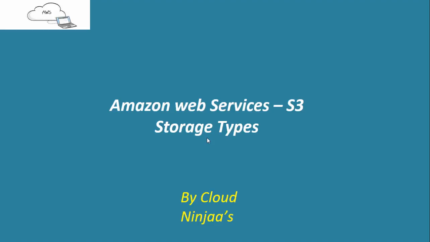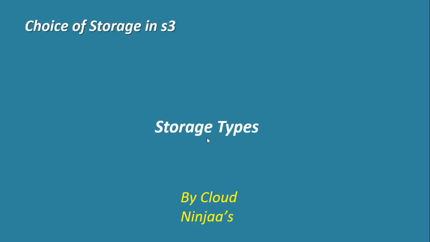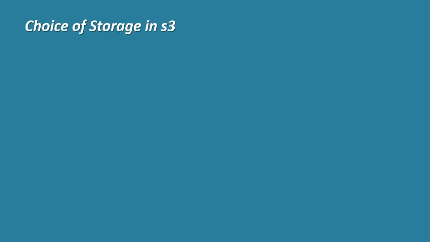So in this video we'll study Amazon S3, its different types of storage which we can use, and the different use cases for them. So let's move on to the slide and see the different types of storage in the AWS Cloud and S3. There are basically three types of storage.